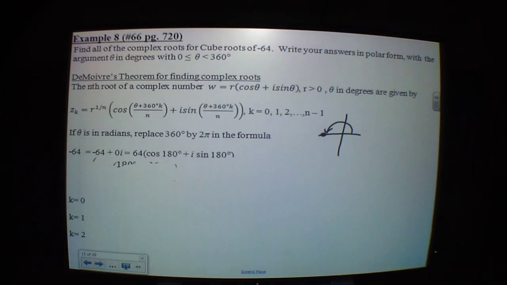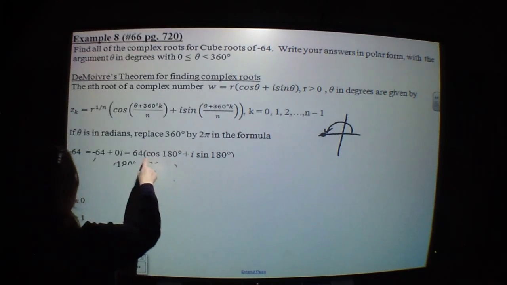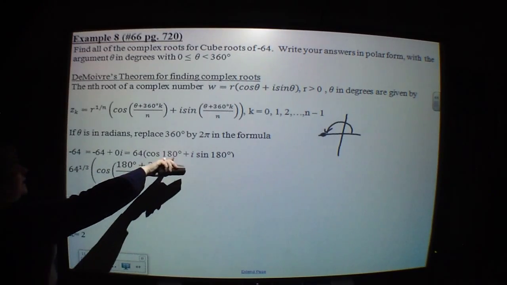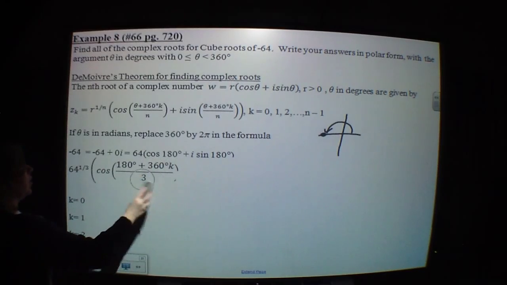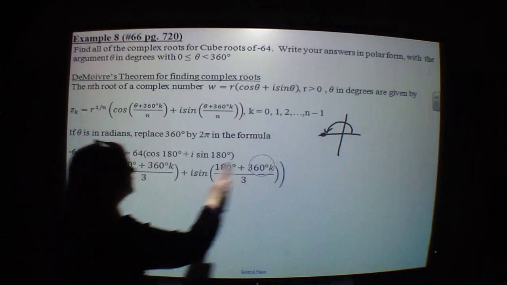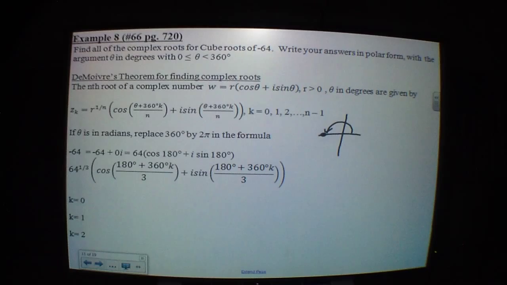So my r is 64. Cosine of 180 is negative 1, and sine of 180 is 0. So this gives you negative 1 times 64. That's how you get the negative 64. r is positive. Now let's use the theorem. It's cube root, so n is 3. Cosine of 180 plus 360k over 3, plus i sine of 180 degrees plus 360k over 3.